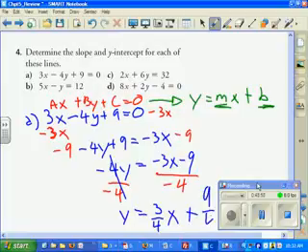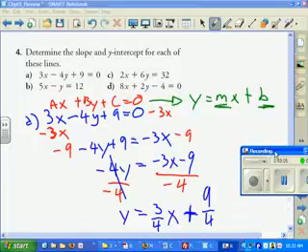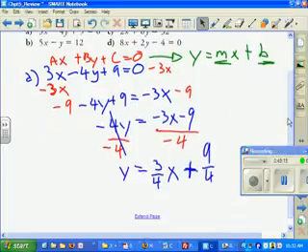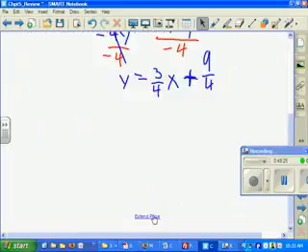Plus 9 over 4. It's a plus. Negative 9 divided by negative 4, which gives us plus 9 over 4. Alright, so do we have what we need to figure out slope and y-intercept? Yes. Alright, what's our slope? 3 over 4.